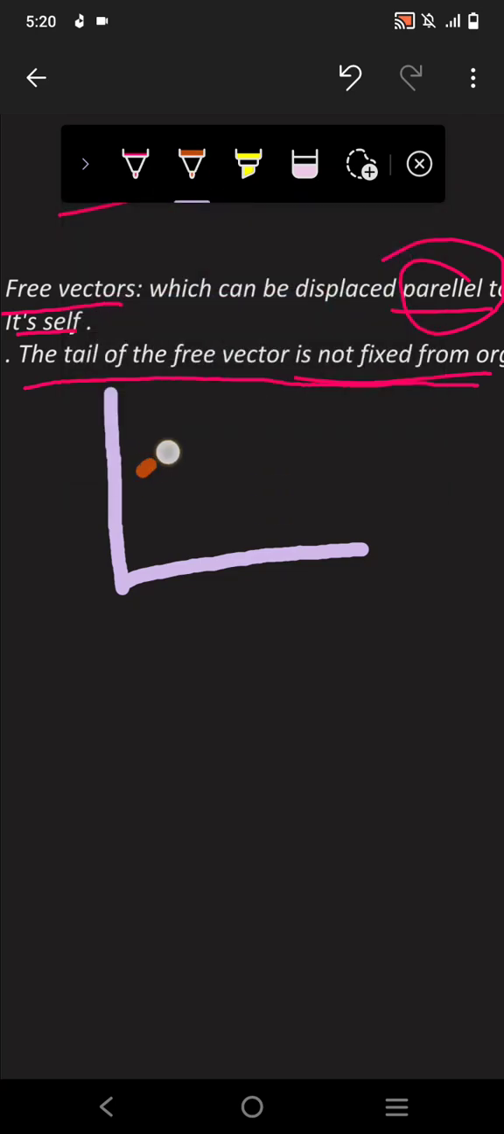magnitude. Alright, this is a vector, I want to shift it. I want to make it a free vector, so I am going to make it over here. I will change its position, I will displace this parallelly, and I'll not change its magnitude as well. Alright, so in this case, this will be known as the free vector. I hope that is clear.